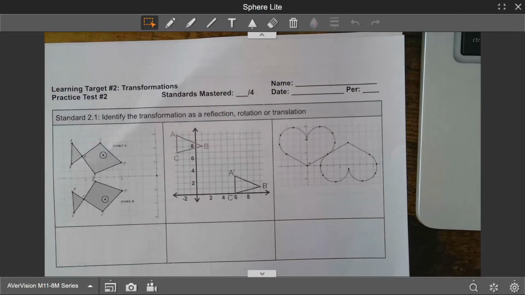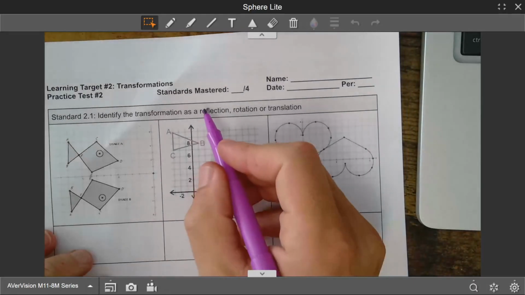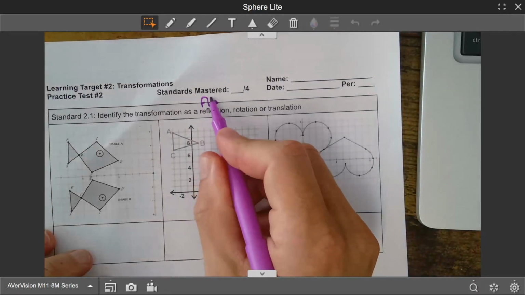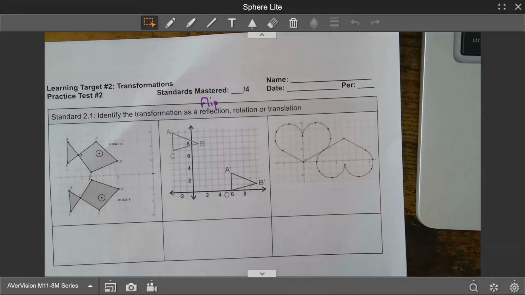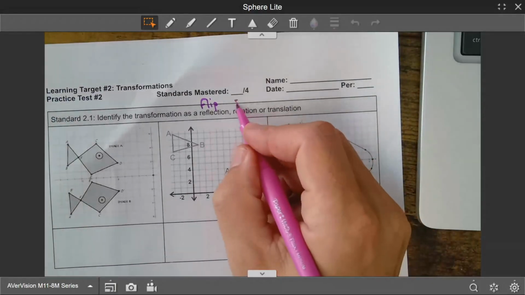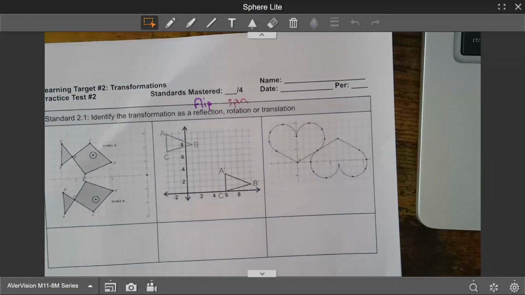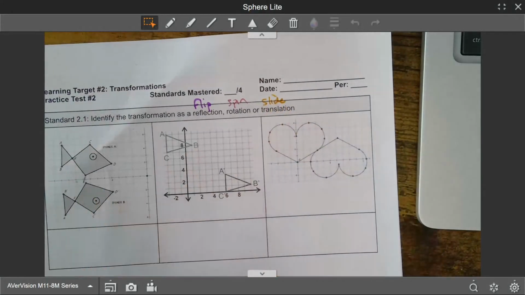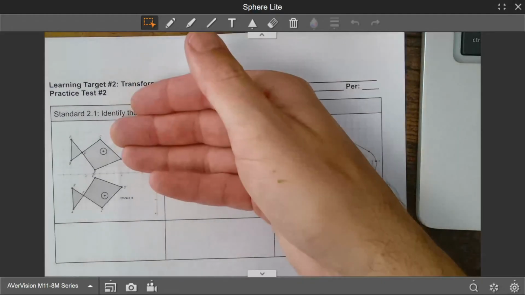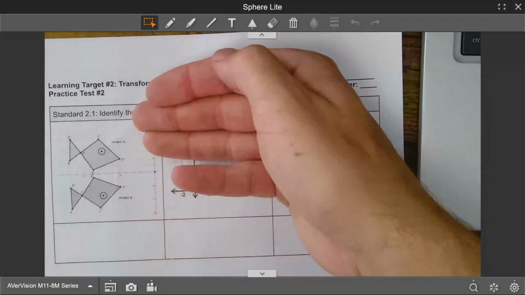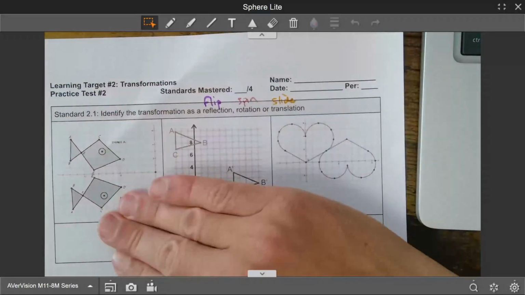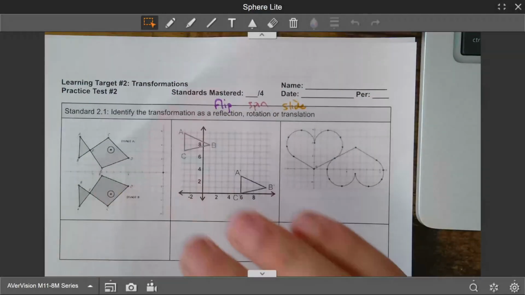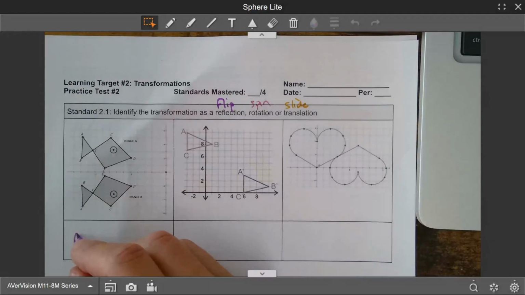Now, when we're looking at that, reflection, that is a flip. A rotation is a spin or a turn. And a translation is a slide. So let's look at the fish over here. The fish first. What happened to this fish? Well, it looks like it started here and flipped over the x-axis. If we can see the fish is flipping, that means it is a reflection.